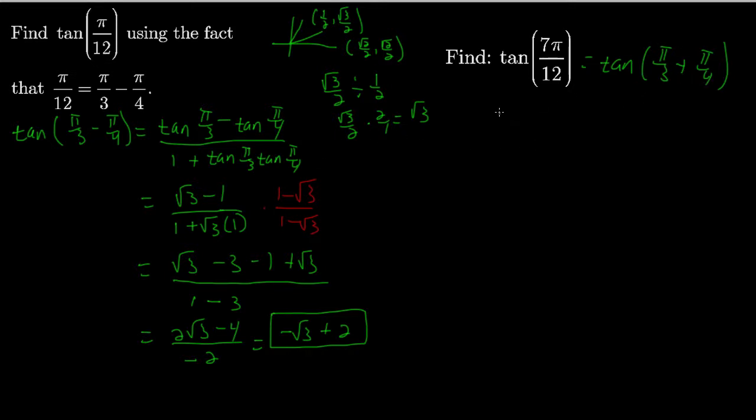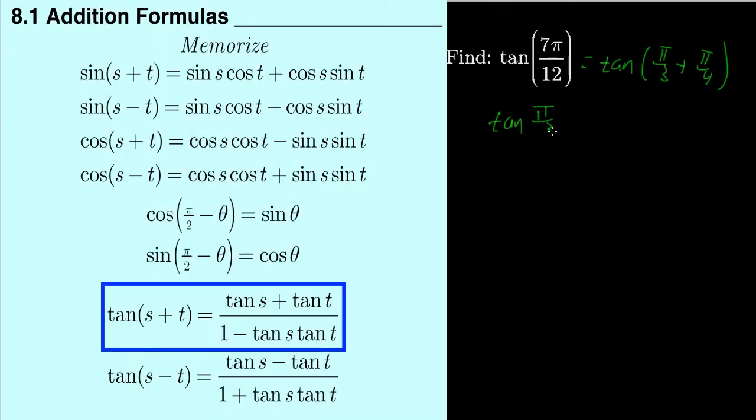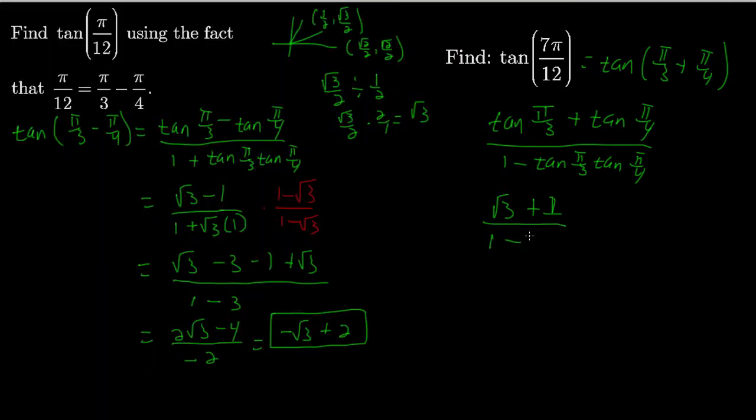Again, the tangent addition formula is tangent pi over 3 plus tangent pi over 4 divided by 1 minus tangent pi over 3 tangent pi over 4. Pi over 3 tangent is root 3, plus 1, divided by 1 minus root 3 times 1. And again, I have a fraction with a denominator that involves a square root, so I need to take the conjugate again, multiply it by 1 plus root 3 in the top and in the bottom.